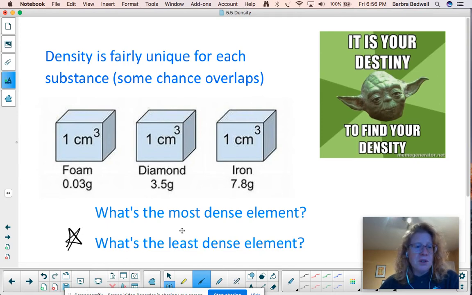Do a quick Google search. I want to know what the most dense element and the least dense elements are. So see if you can go find those and post them up. We'll give you some little bonus points for that, just to give some idea of the range of densities. And you can just Google that.